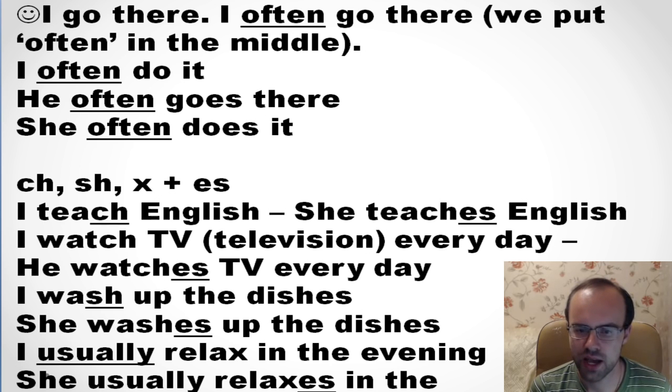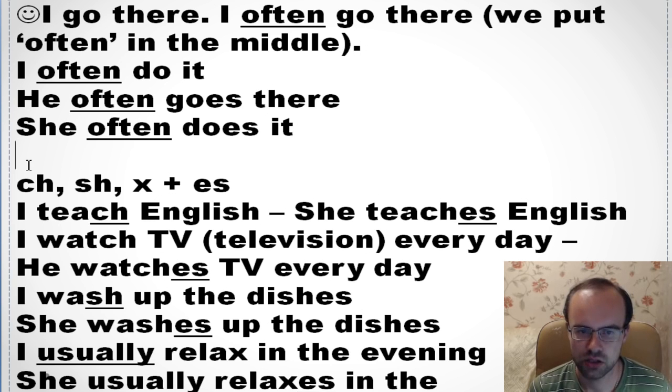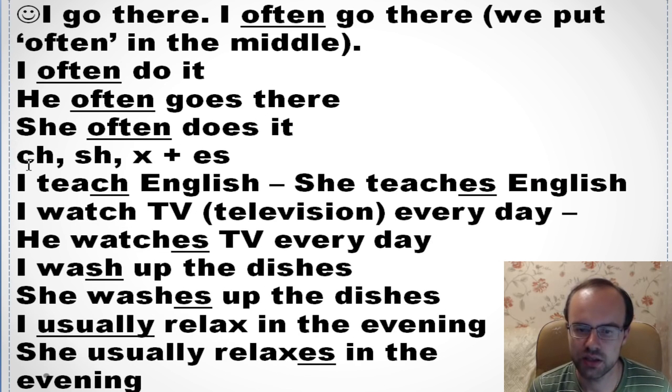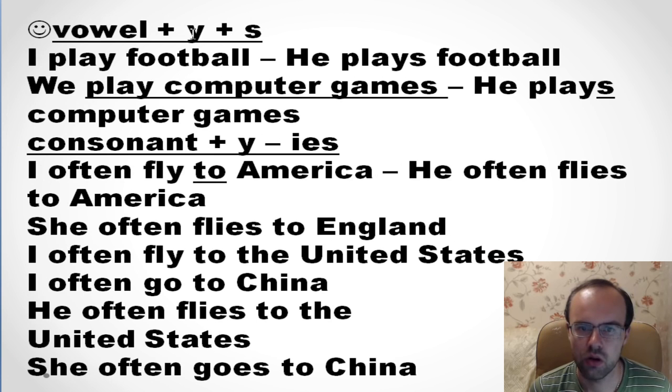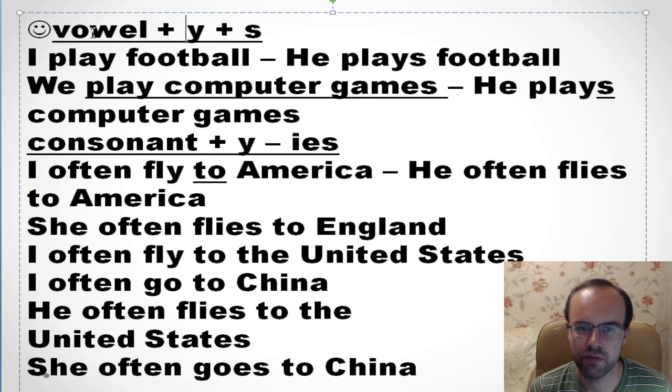I usually relax in the evening. She relaxes in the evening. So you have es. So we have es if you have ch, sh, and x. Good. Okay, what about y? If you have a vowel before y, you have s. Look, I play football, but he plays football.